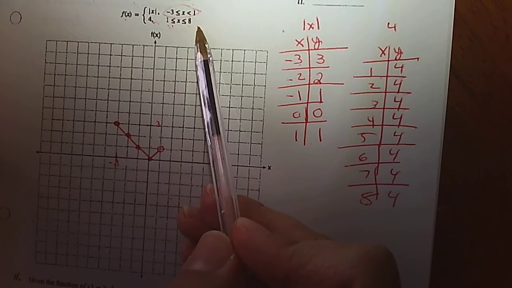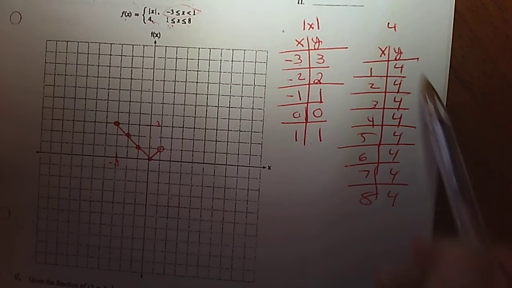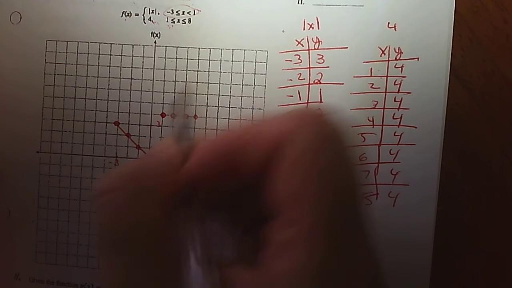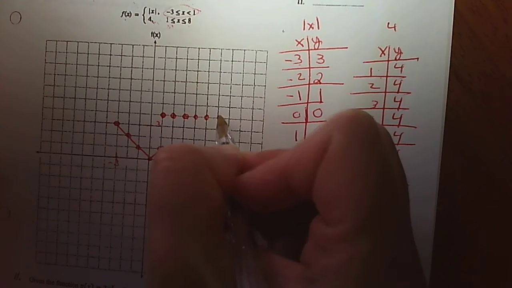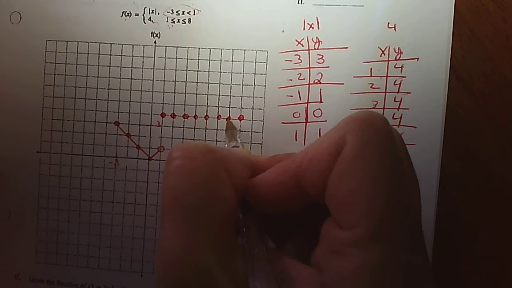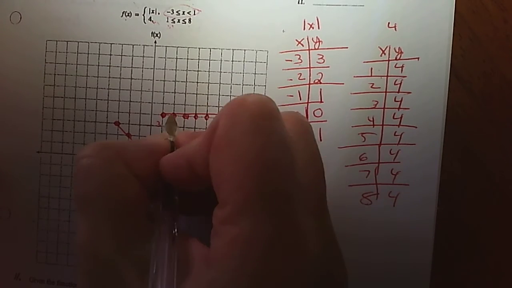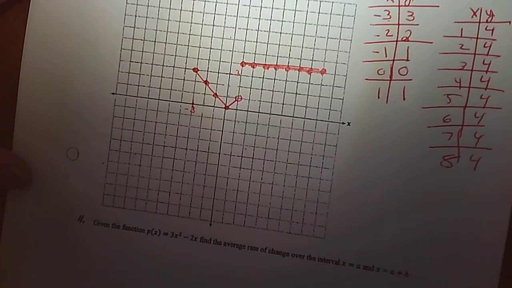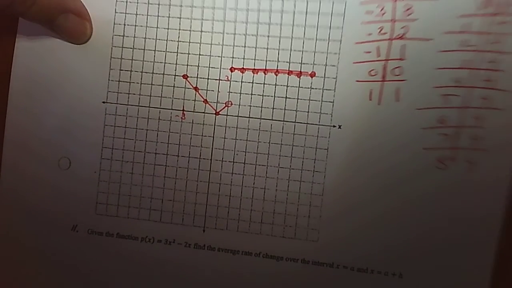Now notice these are both lines, so it's closed circle. So at 1, I'm going to be at a solid dot at 4, 2, 3, 4, 1, 2, 3, 4, 5, 6, 7, 8. And I'm going to connect those. Oops, I made it sloppy. And that's what the picture looks like, almost like a backwards check mark and then a flat area. Okay.